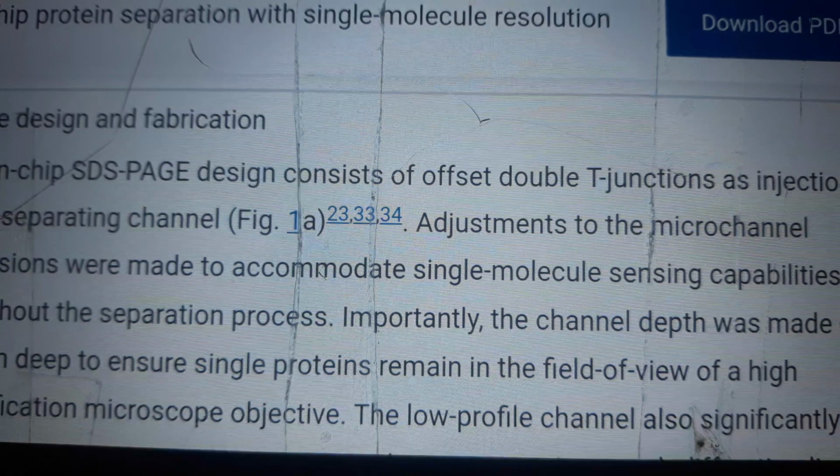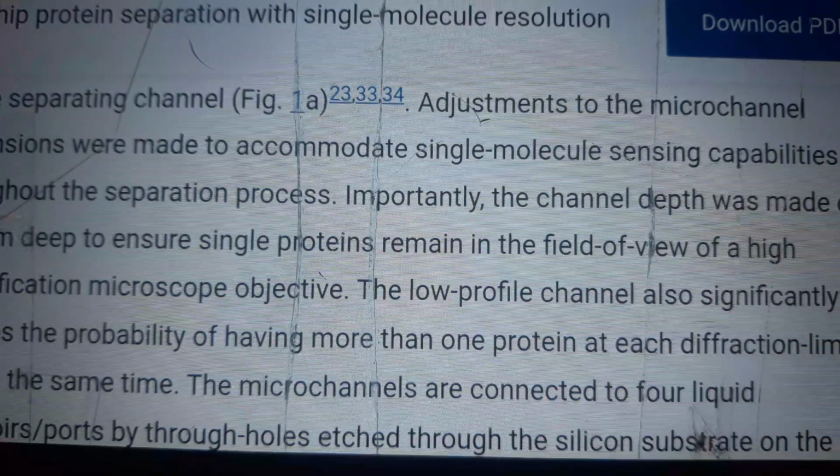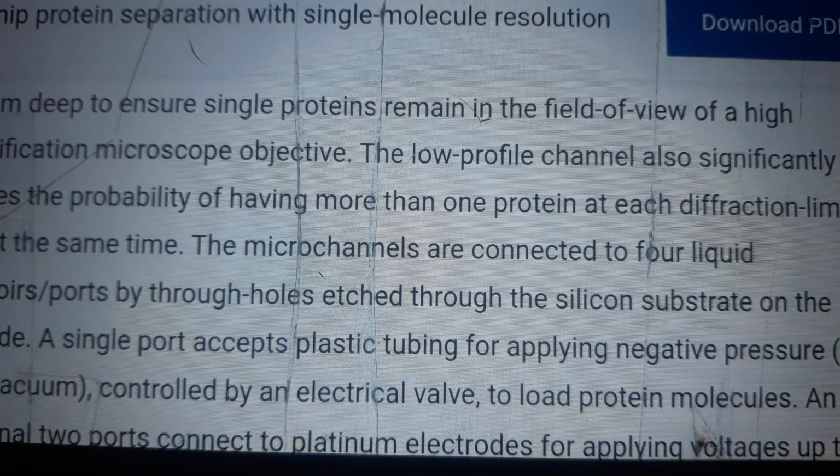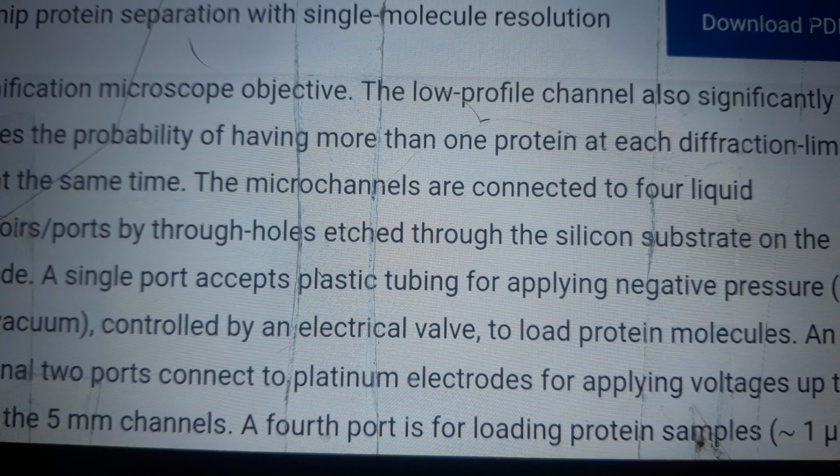Device design and fabrication. The on-chip SDS-PAGE design consists of offset double T-junctions and injection arms to the separating channel. Adjustments to the macrochannel dimensions were made to accommodate single molecule sensing capabilities throughout the separation process. Importantly, the channel depth was made only 650 nanometers deep to ensure single proteins remain in the field of view of a high magnification microscope objective. The low profile channel also significantly reduces the probability of having more than one protein at each diffraction limited spot at the same time.